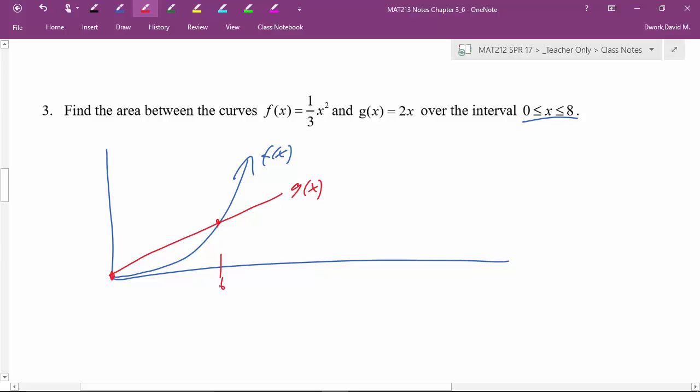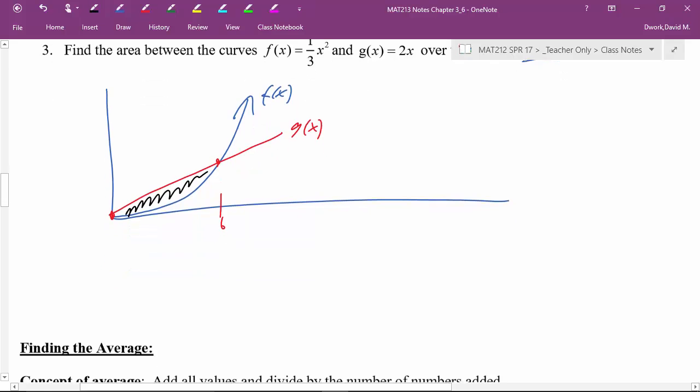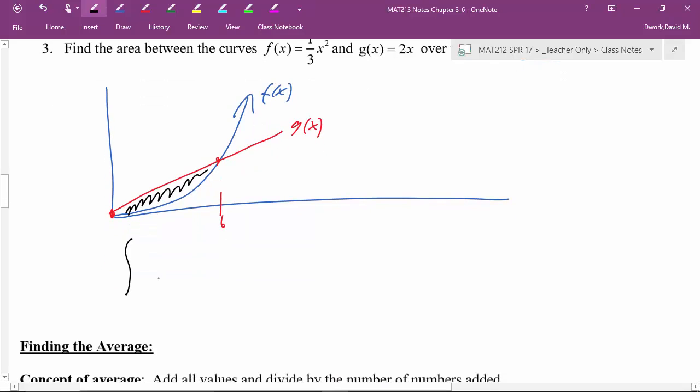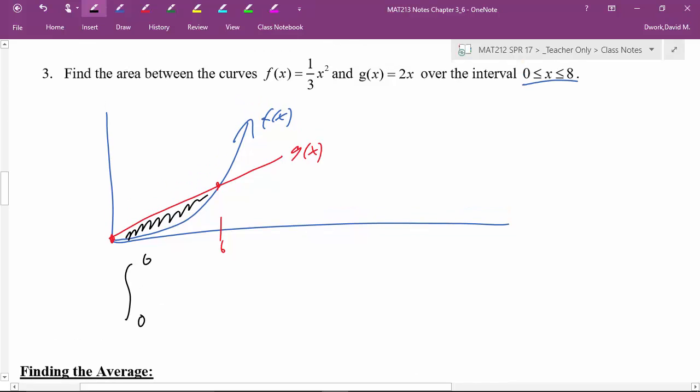And the key to all these problems is you have to always do the graph that's on top minus the graph that is on bottom to get the area that is in between. So when I set up my integration, my first integral is going to be the exact same as before. If I'm integrating from 0 to 6, I'm integrating from 0 to 6, right? It doesn't matter. And the graph that's on top was g of x, which is 2x minus 1/3 x squared, right?